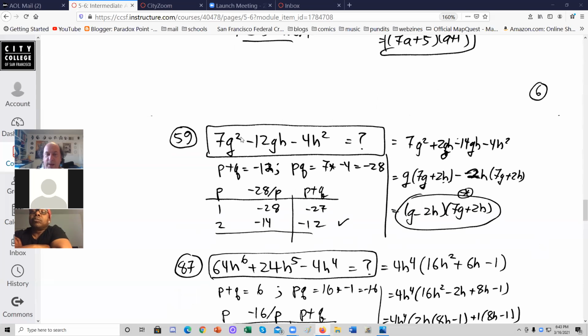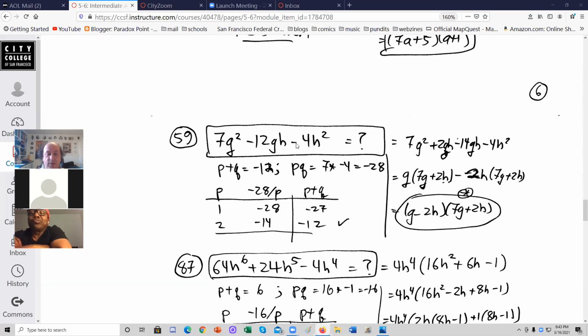All right, 7g squared minus 12gh minus 4h squared. All right, P plus Q should be equal to this middle term, coefficient, negative 12. P times Q should be 7 times negative 4, which is negative 28. So, okay, try various values of P, and Q is negative 28 over P. P is 1, Q is negative 28, the sum is negative 27, not quite. If P is 2, negative 28 over 2 is negative 14, the sum is negative 12, just right.